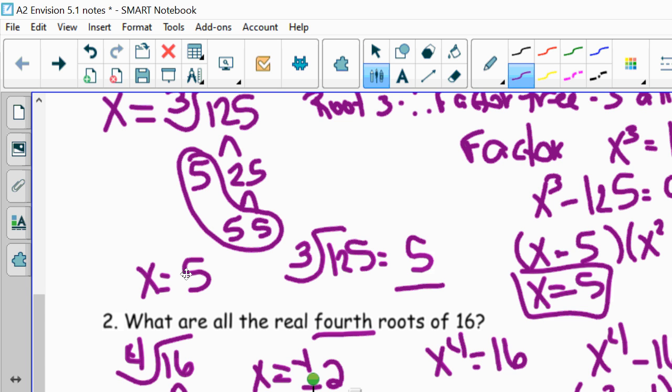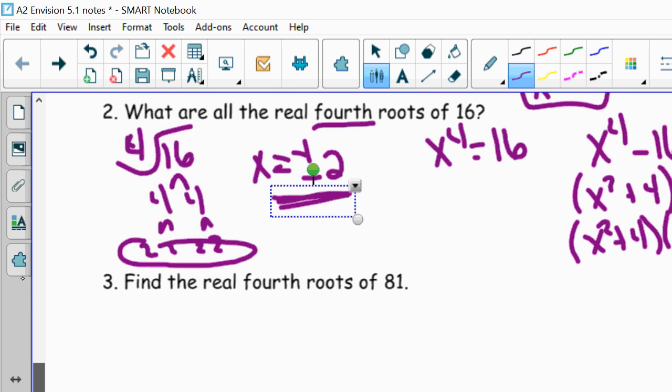Okay, so again, I just need to remember that if I'm looking for an even root, then I'm going to have positive and negative. I'm going to have those 2 answers. So number 3, find the real fourth roots of 81. Okay, so I'm looking for x to the fourth equals 81.